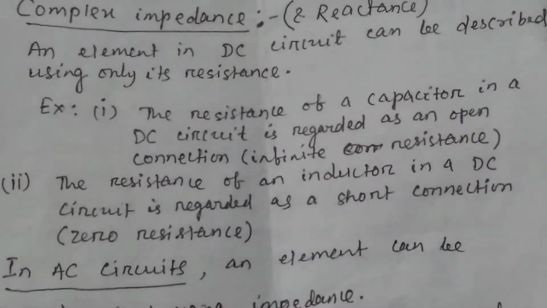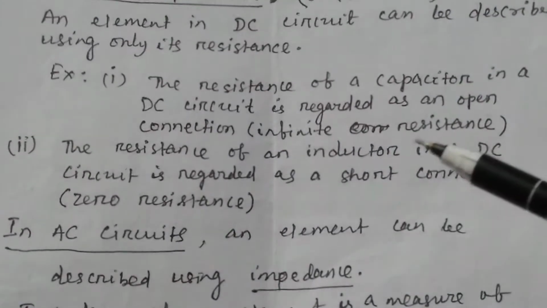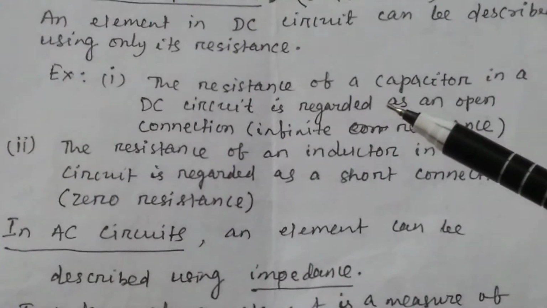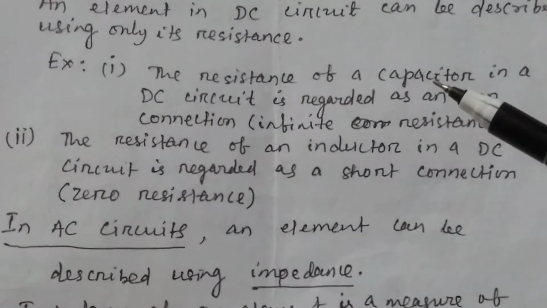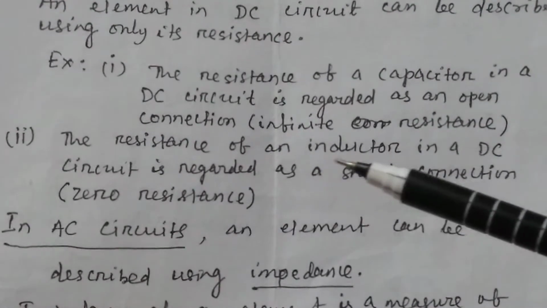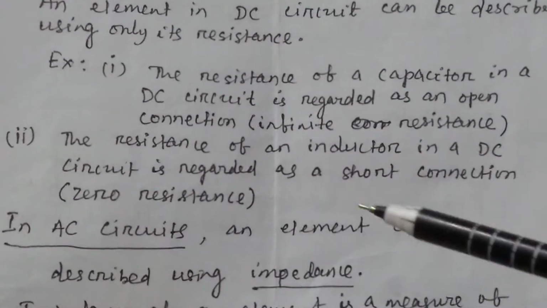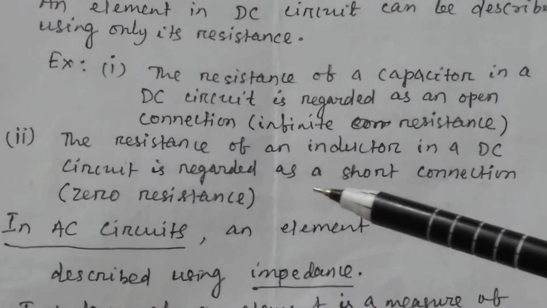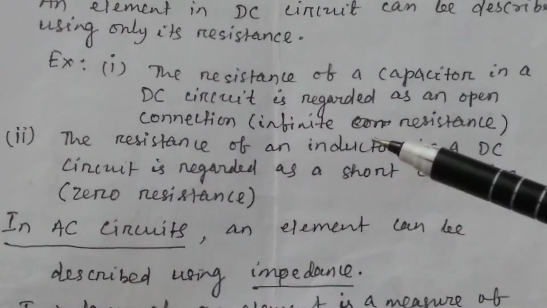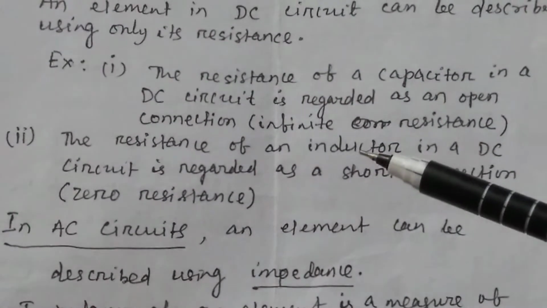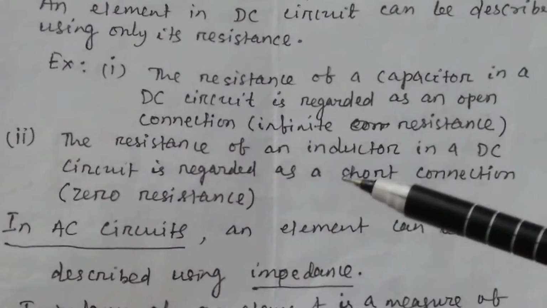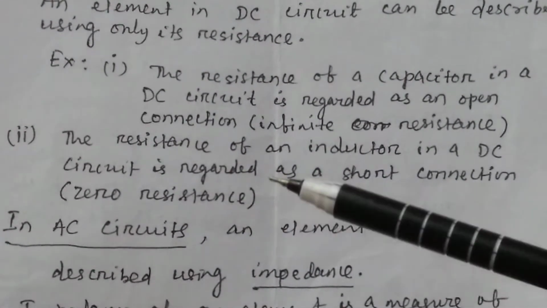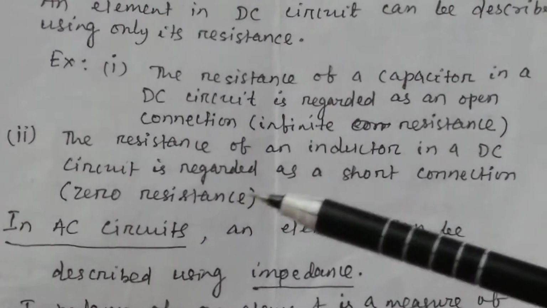That means there is no resistance effect in DC. There is no resistance effect for a capacitor. The resistance of an inductor in a DC circuit is regarded as a short connection. That means zero resistance. If you allow DC to pass through an inductor, then it offers no resistance, or the resistance of the inductor is equal to 0.